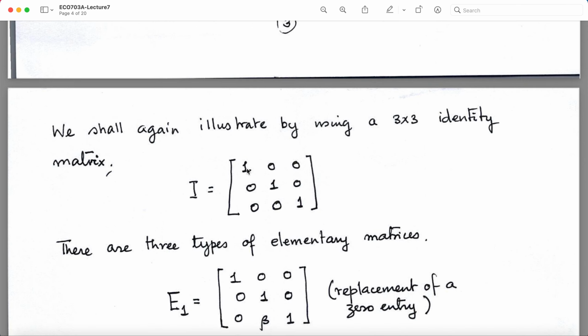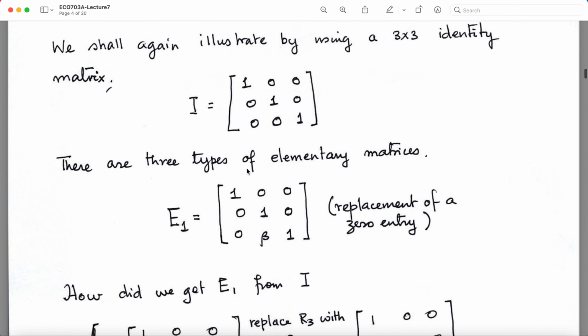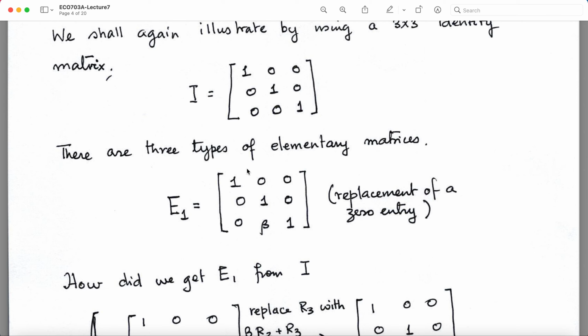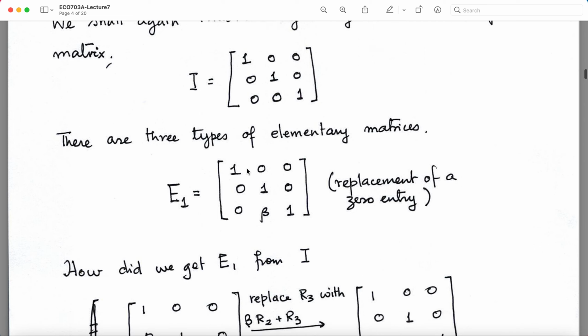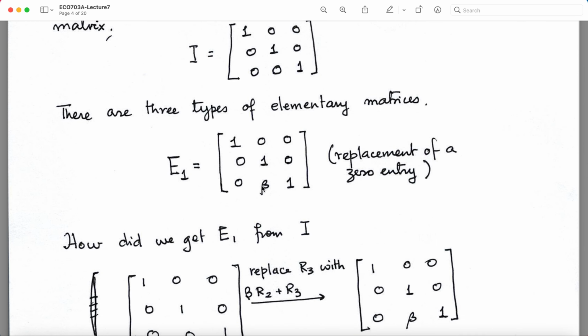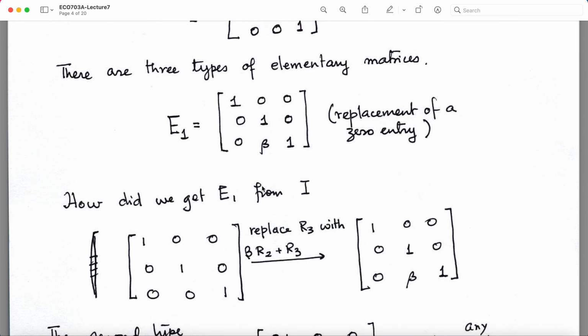Now let us take again a 3x3 example. We will not go beyond 3x3 examples, because again I tell you not to get into complex calculations unnecessarily. So again, illustrate by using a 3x3 identity matrix. So there are three types of elementary matrices which we use. One of them is this: replacing a zero element with some non-zero entry. Say beta is some non-zero number. Obviously, even if you say this is also zero, replacing 0 by 0, it doesn't mean anything. You don't do anything.